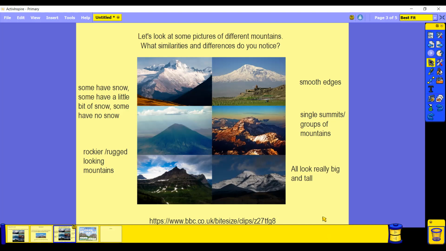Another key similarity between all mountains is that they're all really tall. As we learned earlier, mountains are often around 600 meters tall or higher, and they're usually steeper and higher than hills. Okay, so we're just going to watch another quick video, looking at some more of the features of mountains. Okay, that video's not working, so no worries, we'll come back to that. I will try and add that video to your lesson instead. I'll just attach the video to the assignment.